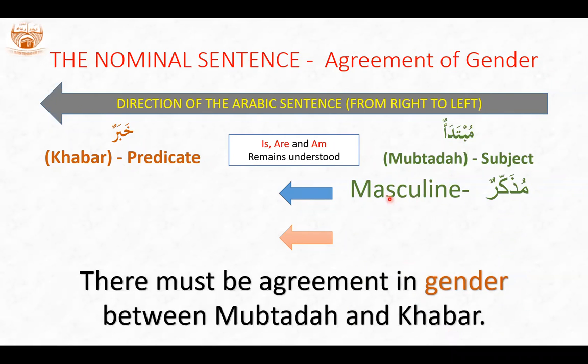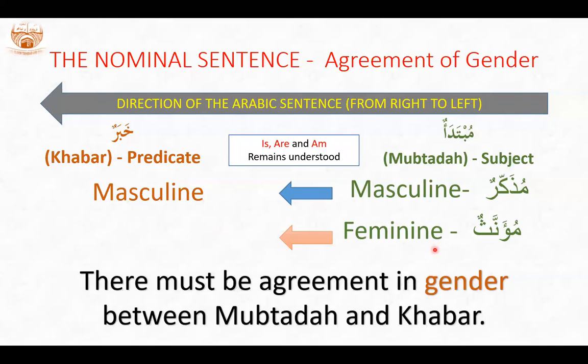So if we have a masculine subject, and for those who want to venture into learning the correct terms one time, the word for masculine is mudhakkar. Mudhakkar. Say that for me. Mudhakkar, the masculine. So if we have a masculine subject, we must have a masculine predicate. When we have this, we'll say that there's agreement of gender in the nominal sentence. And likewise, feminine is known as mu'annas. Say that.